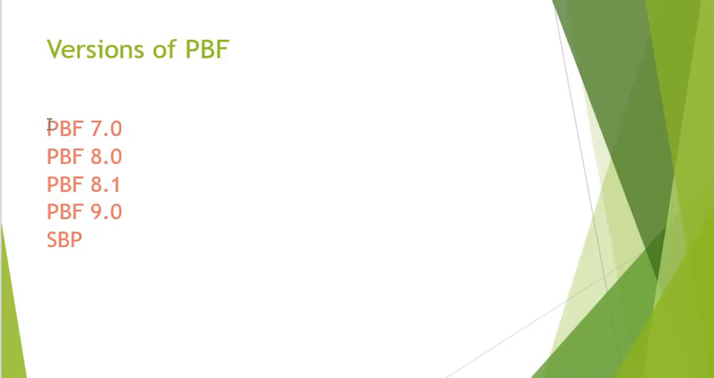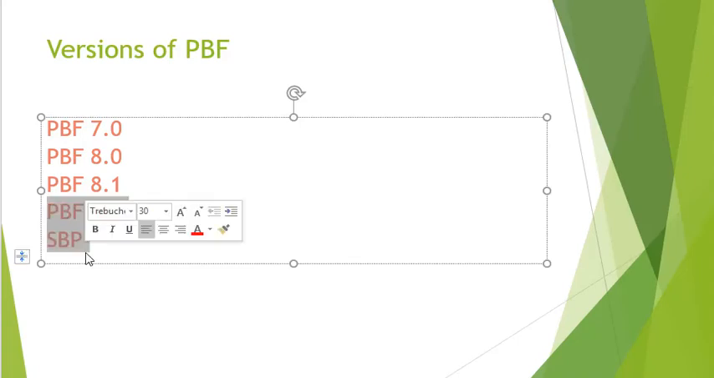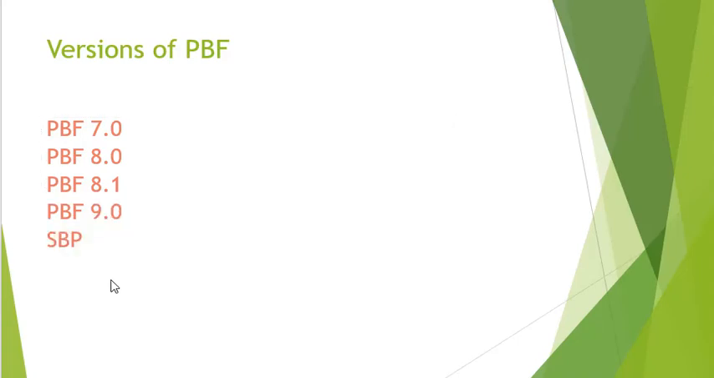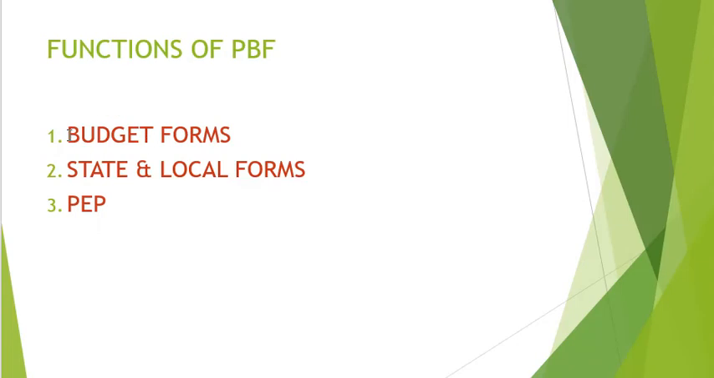The versions for PBF are 7.0, 8.0 and 8.1, PBF 9.0, and SBP. These are the two latest PBF versions currently in the market. The functionalities of PBF 9.0 and SBP are the same, except SBP is built on BPC 10.1. The rest of all the functionalities are the same compared with 9.0 and SBP. On the next slide, I'm going to explain the functions for PBF.